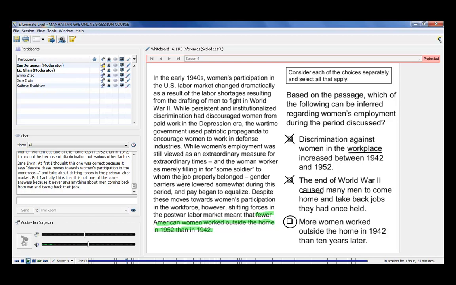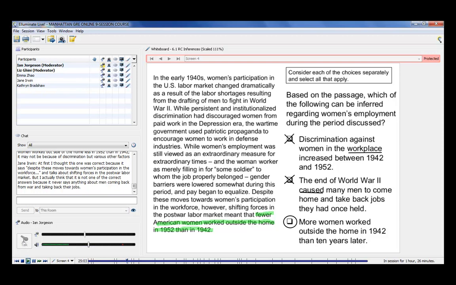So I agree with you guys 100%. The only one we can infer is the third one. So very good job on that, guys, and really good explanations as well, for each of you, for the one that you took. Well done. Questions at all?